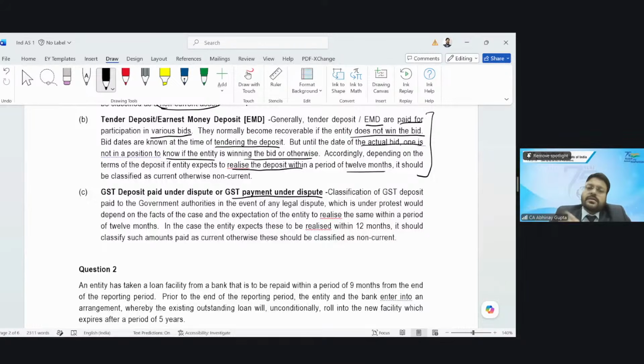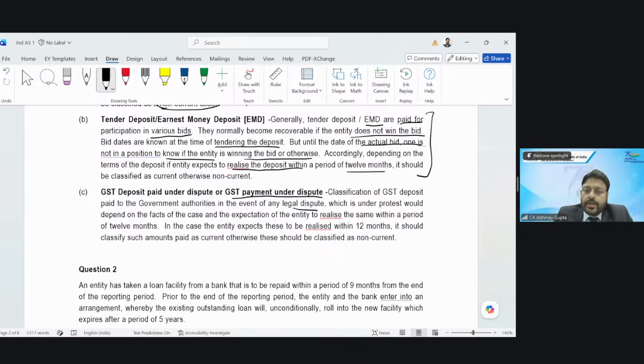So there is a dispute with the GST department, and there are certain payments which you have made under the dispute, right? Until the dispute or the order of the court comes, this deposit is paid. What do you think? Current, non-current?